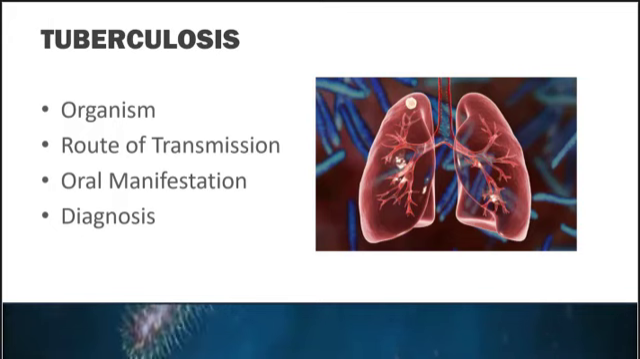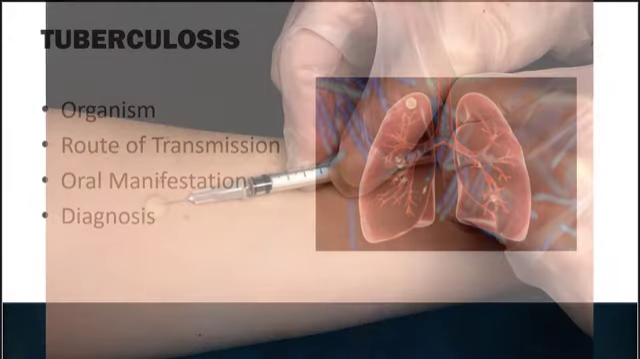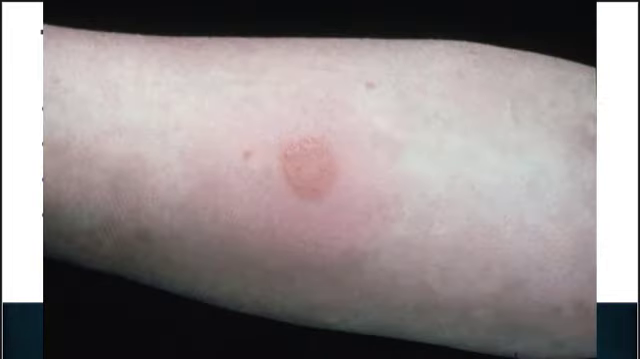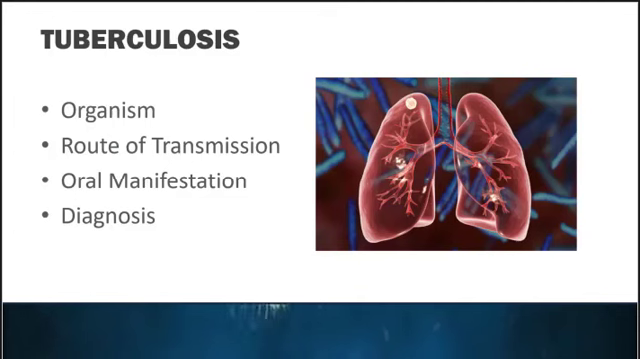But most of us have had a screening test for tuberculosis where they prick you. They actually inject an antigen under the skin, and then if you react to that antigen, then they will do a chest x-ray to give a final diagnosis.